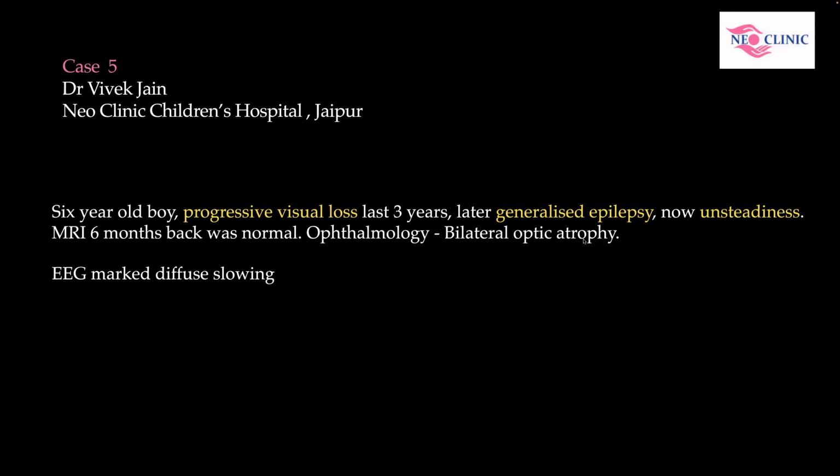So initially visual loss, then subsequently epilepsy, and now for a few weeks he was unsteady, but one won't say unsteady, but maybe due to the vision, or was it really due to any cerebellar cause, that was not clear. He had an MRI 6 months prior to this visit, which was normal, and ophthalmology showed bilateral optic atrophy. His last EEG showed only diffuse slowing, while the initial EEG had shown generalized discharges. His metabolic workup showed a normal ammonia and a normal lactate.